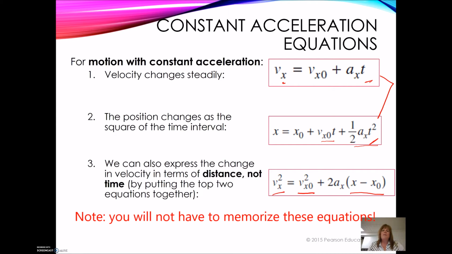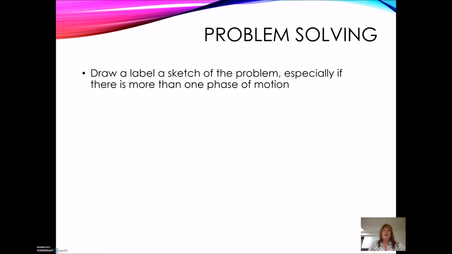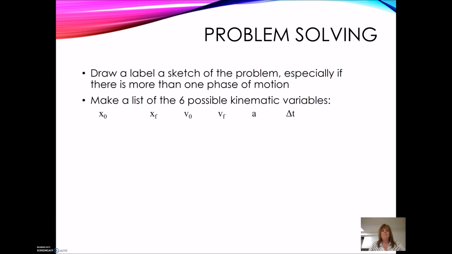So how do we solve problems when we have constant acceleration? Well, I always recommend that you draw a picture of the motion. This is especially important if there's two phases of motion, like if I'm speeding up and then maybe I'm at constant speed and then I slow down. So if I have different accelerations, we have to look at each of those segments separately. So it's always good to draw a picture.